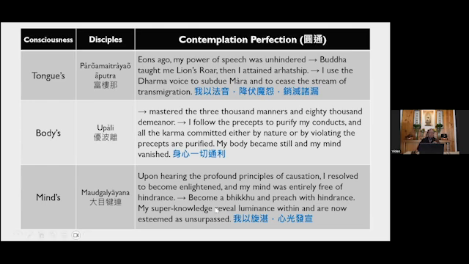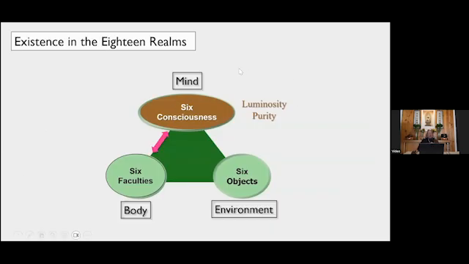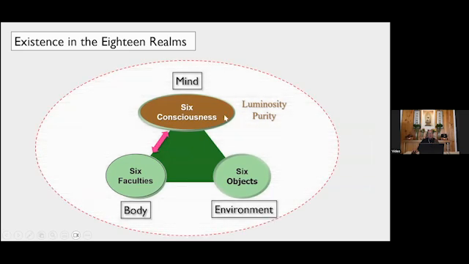wisdom. Now, when we talk about the six consciousnesses, when you practice the six consciousnesses, you will always reach luminosity and purity of the mind. So you see, from the six objects, six faculties, and six consciousnesses, actually, it's better that we practice from the sequence of objects, faculties, and consciousness.